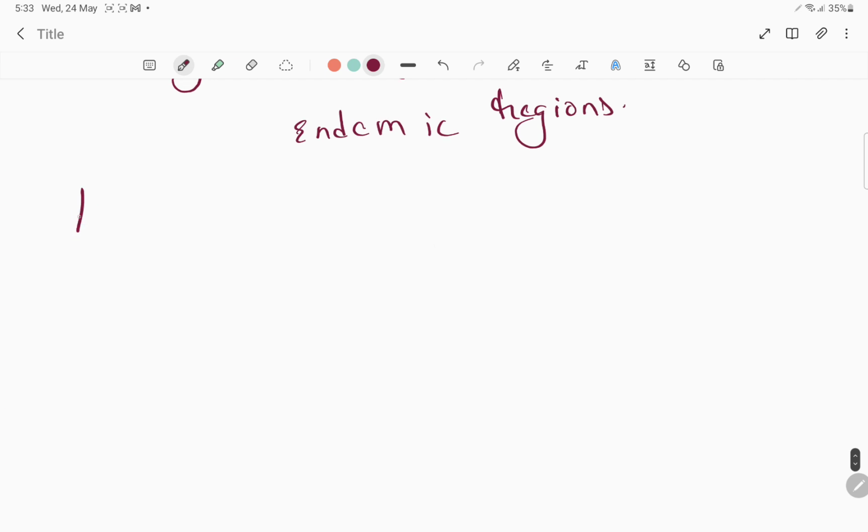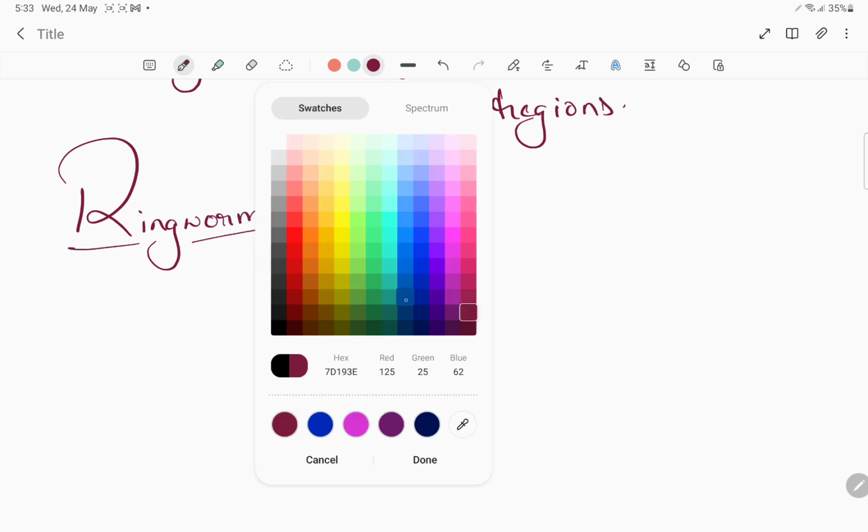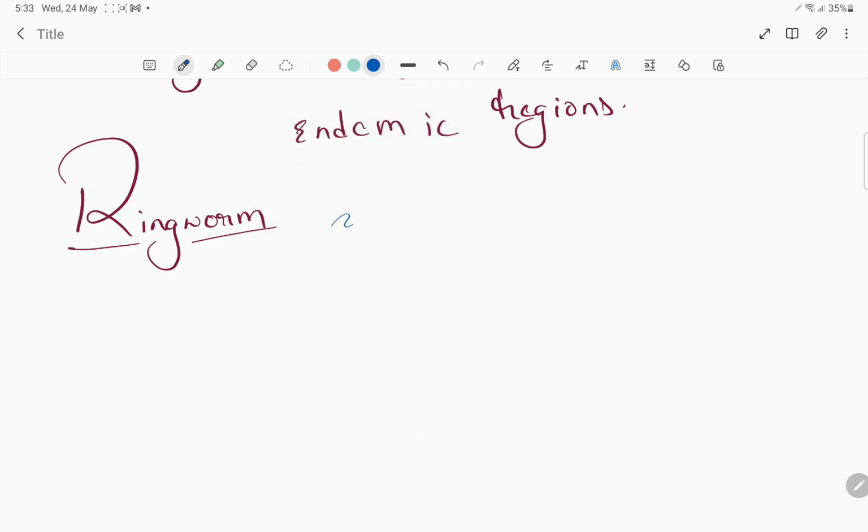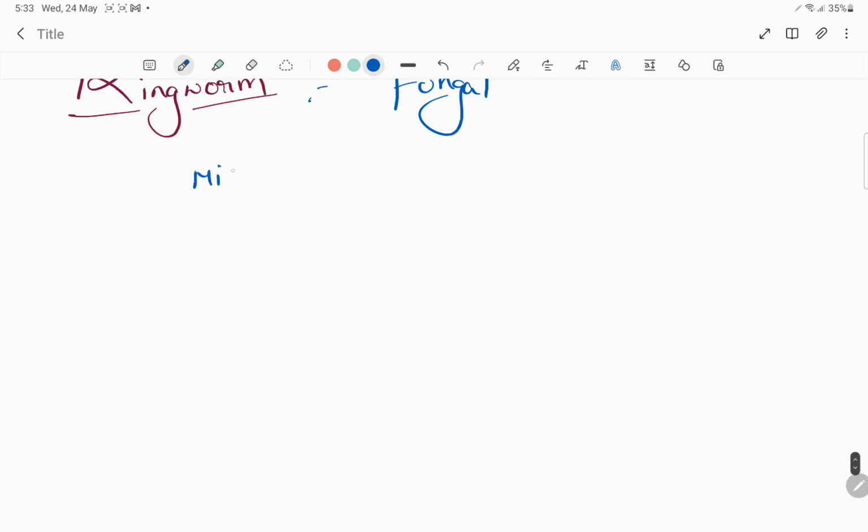And next, ringworm. Coming to the ringworm infection, this is a fungal infection. It is caused by 3 types of genera: Microsporum, Epidermophyton, and Trichophyton.